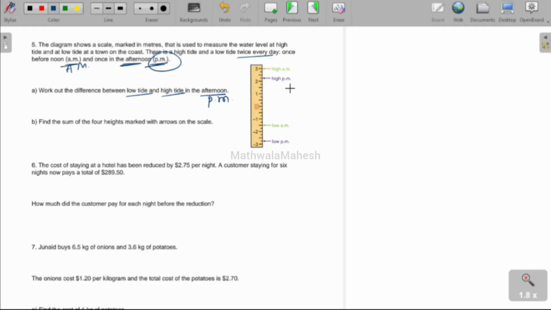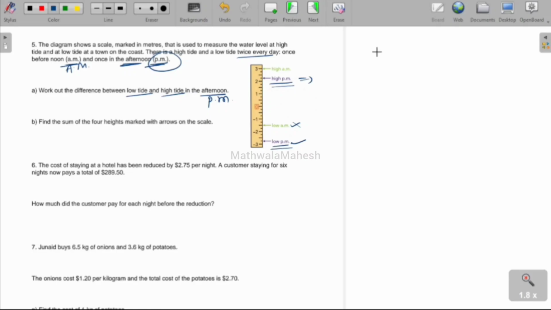So here, low tide is this one and this one, and we have to find for the afternoon, which is PM. So this one is not included. We will include this one, low PM, and high tide, which is high PM. For the afternoon, we will use high PM and low PM. So what is high PM?